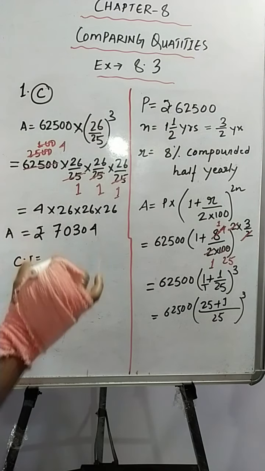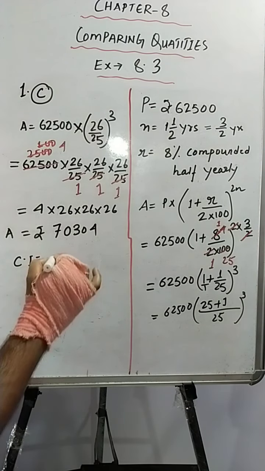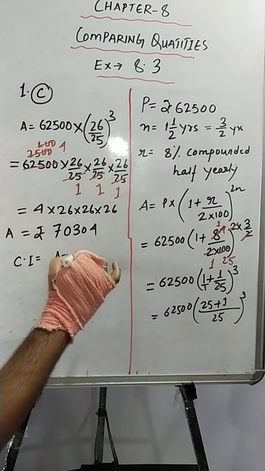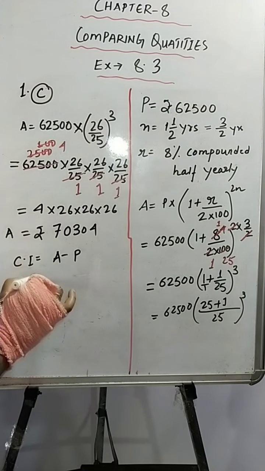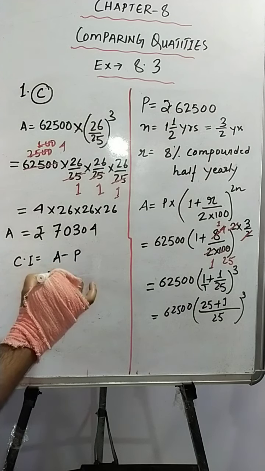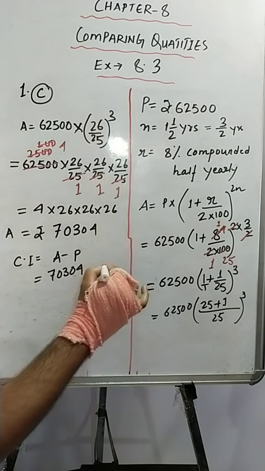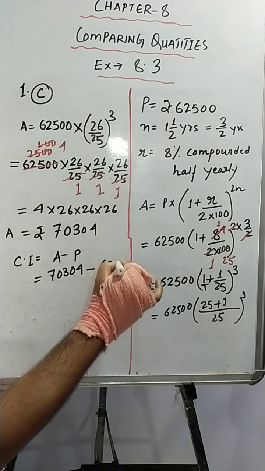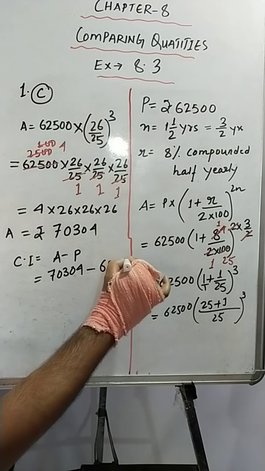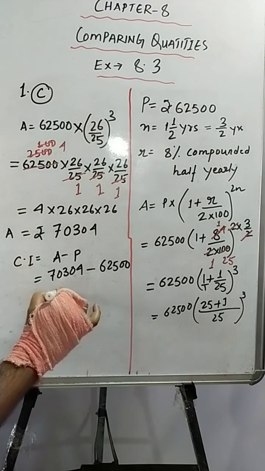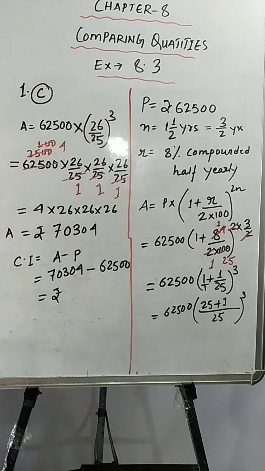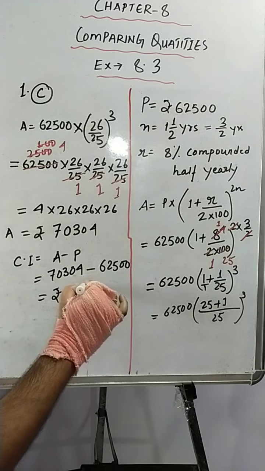So what is the formula of CI, students? What we discussed yesterday? It is A minus P, isn't it? So what is A? 70,304 minus P, which is 62,500. So what would be the difference then? The difference would be 7,804.